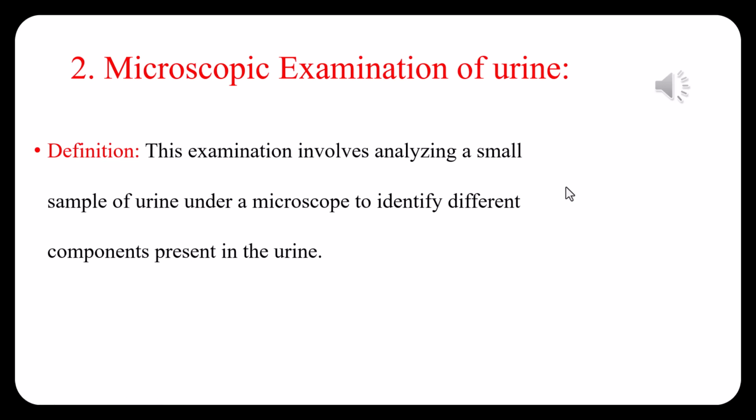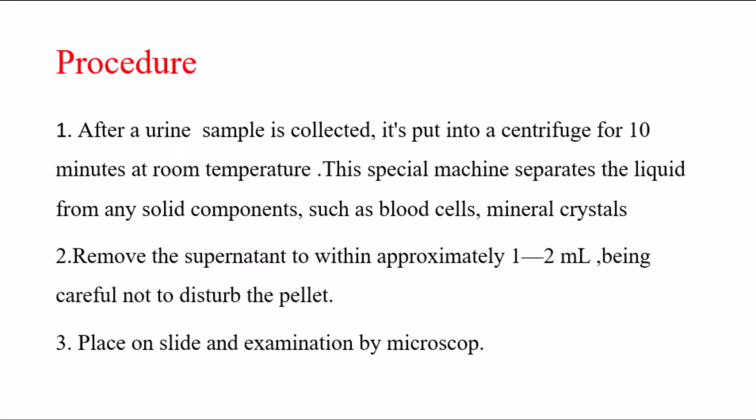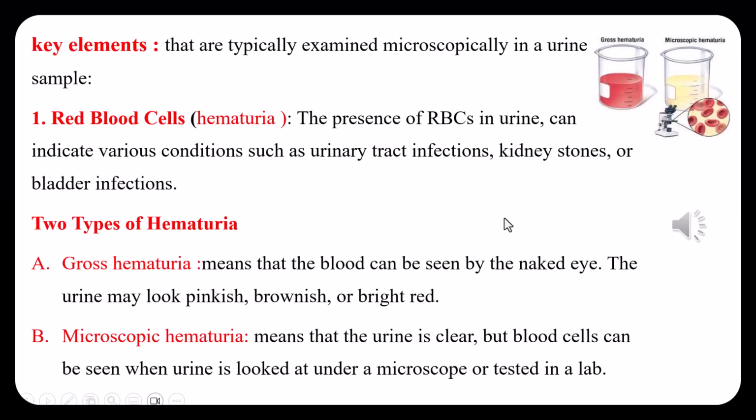We have here a definition. The examination involves analyzing a small sample of the urine under the microscope to identify the different components present in the urine. As we know, in the urine sample we have some components. To know what is present in the urine, we have to do the microscope examination. After we record everything in the report, we start the microscope examination. Under the microscope, we have many elements.